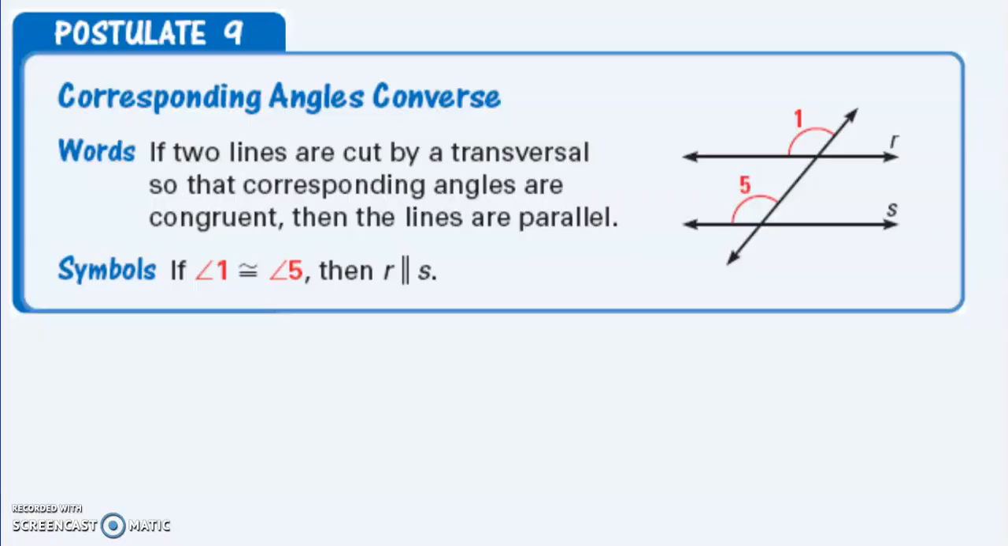So we're going to look at four different converses today. The first one is the corresponding angles converse, which says if two lines are cut by a transversal so that corresponding angles are congruent, then we know that the lines are parallel. For example, here we know that angle 1 is congruent to angle 5, and they're corresponding angles. Therefore, I can conclude that line R is parallel to line S.